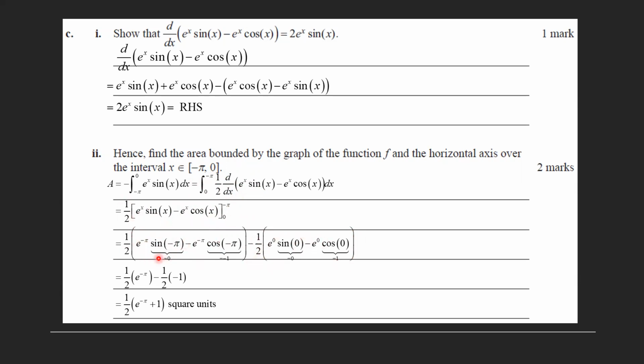Put a bracket, and notice these special values. I also wrote them down. Sin -pi is 0, cos -pi is -1, sin 0 is 0, cos 0 is 1. But don't omit these e terms. So you end up with half e^(-pi) minus half times -1. You end up with half (e^(-pi) plus 1) square units.